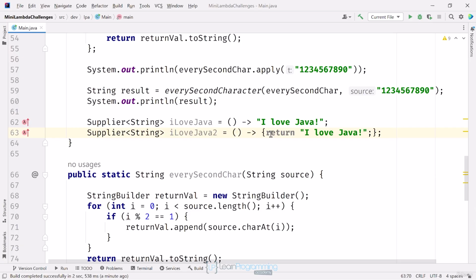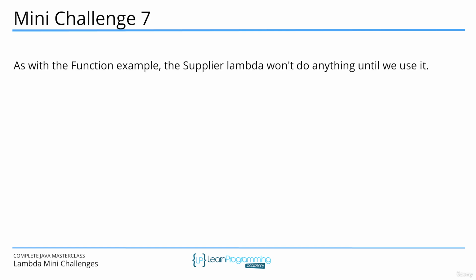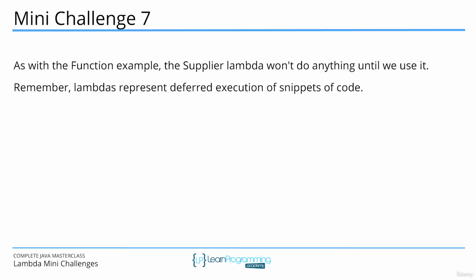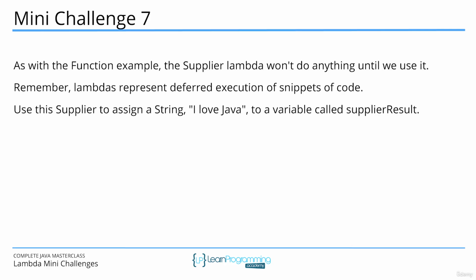That was challenge 6, so I have one more mini challenge for you in this video, challenge number 7. As with the function example, the supplier lambda won't do anything until we use it. Remember, lambdas represent deferred execution of snippets of code. Use this supplier to assign a string, "I love Java", to a variable called supplierResult. Print that variable to the console. That's your challenge. Try that out, and I'll see you when you get back. Pause the video now.